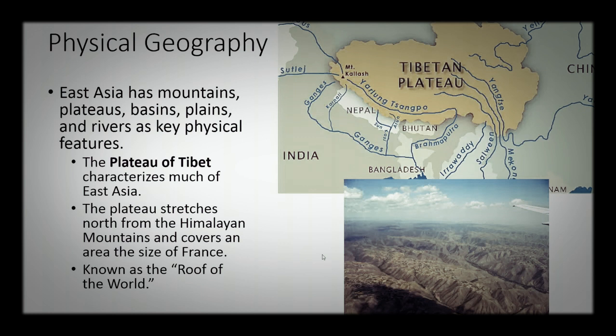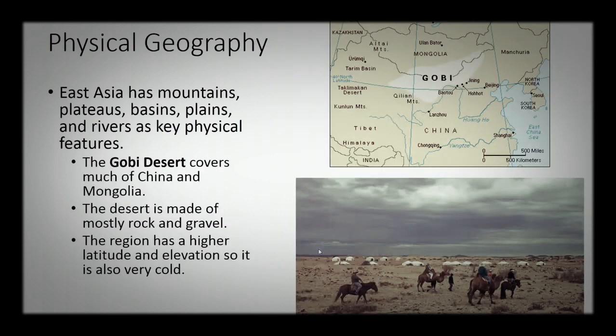And it is so large, it actually covers an area the size of France or Texas. And it is so highly elevated that it is known as the roof of the world. So while it is not quite as high as the Himalayan mountains, it still has quite a high elevation and characterizes the area.